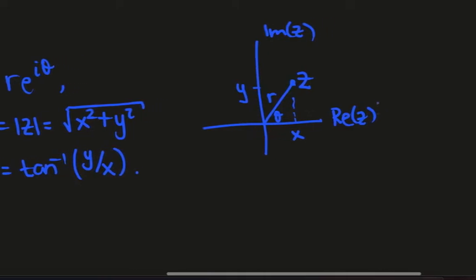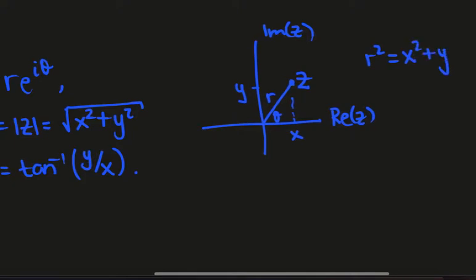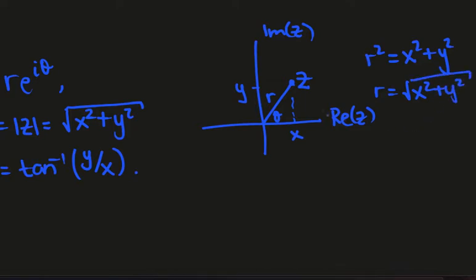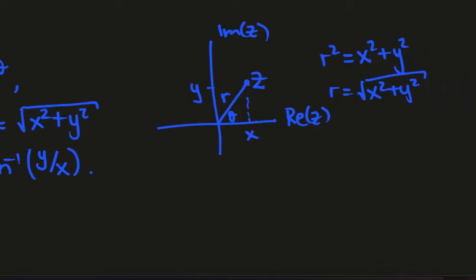So what we have here is that by Pythagoras' theorem, r squared is x squared plus y squared. So in particular, r is the square root of x squared plus y squared. And tan theta is opposite over adjacent, which is y over x. And so theta is just arctan of that.